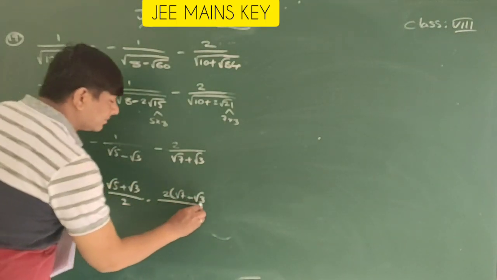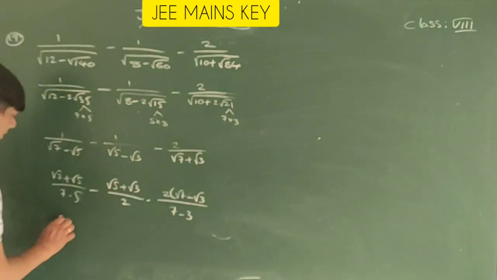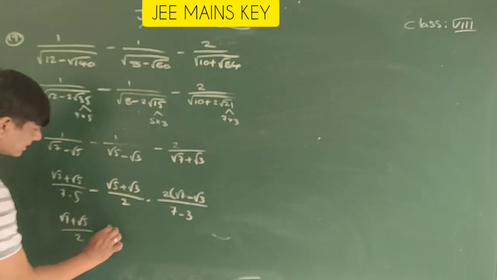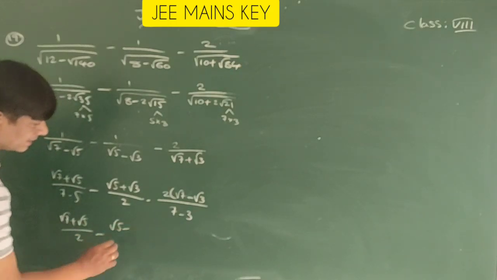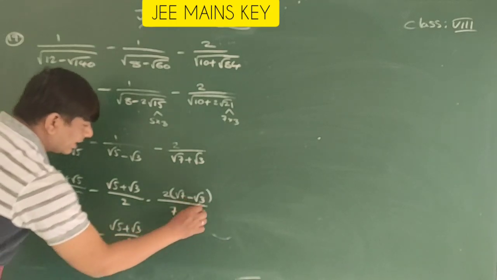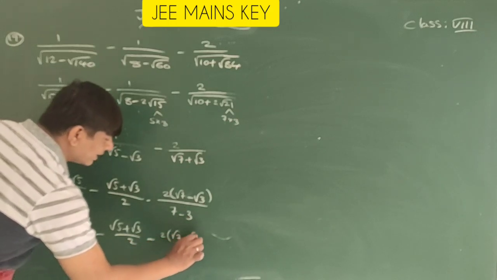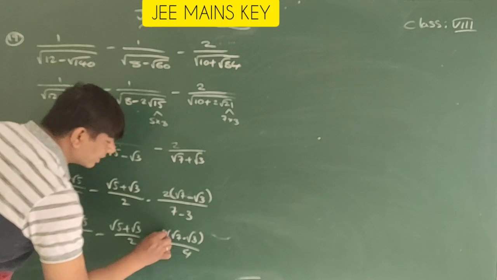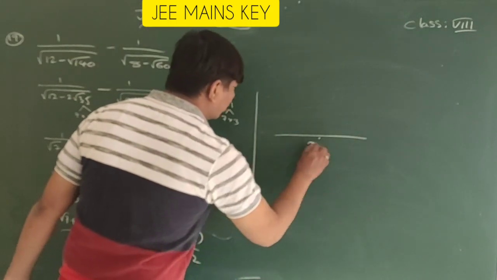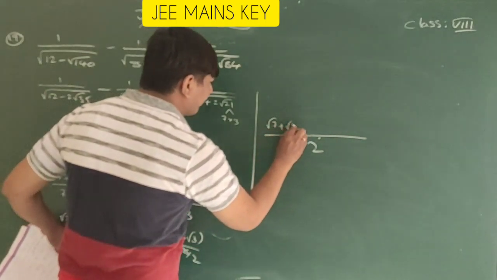Okay, by 7 minus 3. Now this is equal to root 7 plus root 5 by 2 minus root 5 plus root 3 by 2 minus, here 4, you get 2 into root 7 minus root 3 by 4. 4 twos are 2... Now take the common denominator 2, then the numerators as they are. You get root 7 plus root 5.